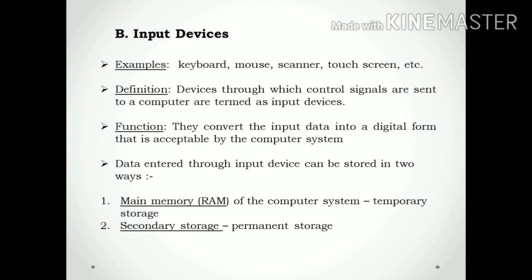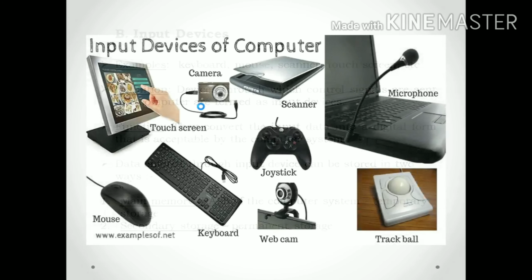Okay, so what are the input devices? Some examples of input devices are keyboard, mouse, scanner, touch screen, etc. Okay, so what are these input devices? The input devices are the devices through which control signals are sent to a computer. Okay, so this is a formal definition. So here you can see some examples of input devices. As we already know, there are some input devices like we have mouse, keyboard, webcam, trackball, joystick, etc.